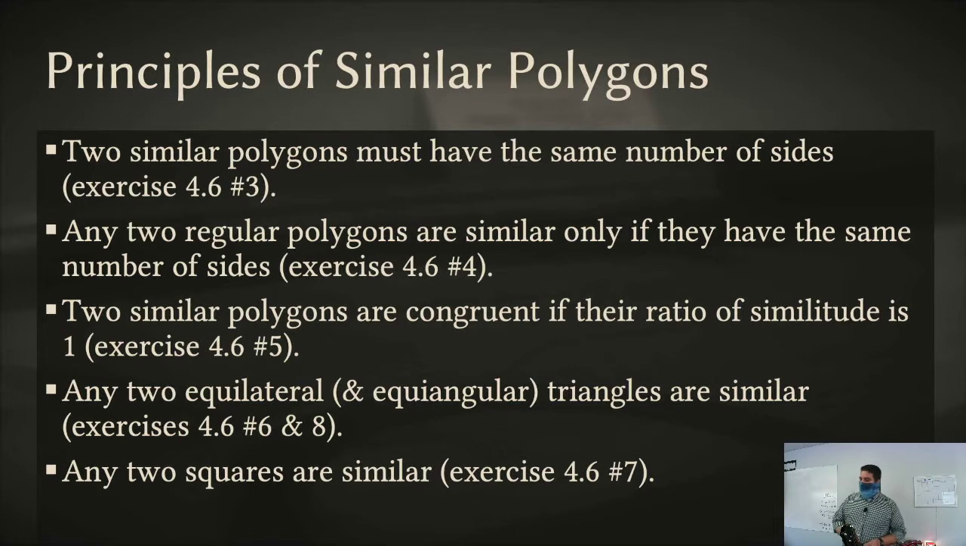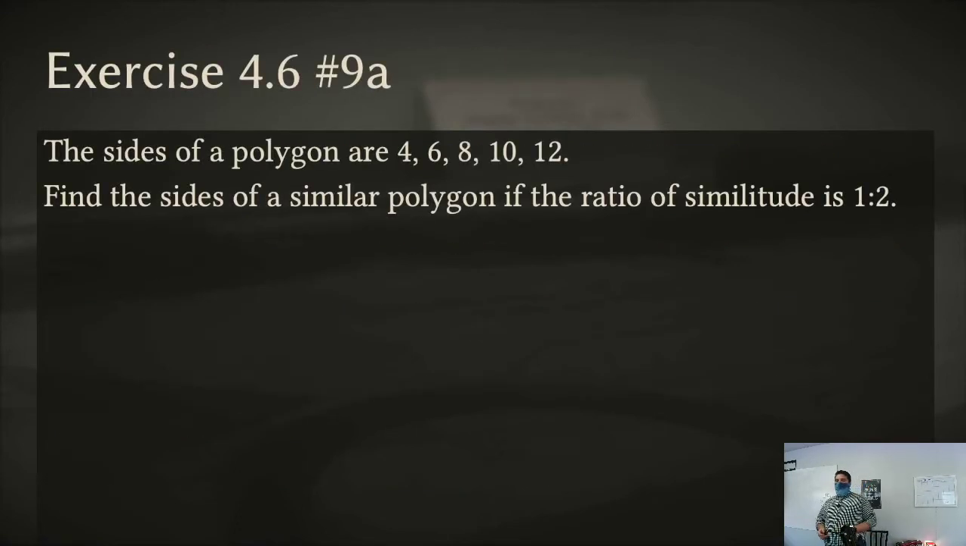All right, exercise 4.6, number 9a. Basically, I know 9 is not actually separated in ABC. It's just the first part, showing you guys how we're doing this. The sides of a polygon are 4, 6, 8, 10, and 12. Find the sides of a similar polygon if the ratio of similitude is 1 to 2. Let me make sure I look at the book to make sure that I get this in the right order, because yeah, it matters.